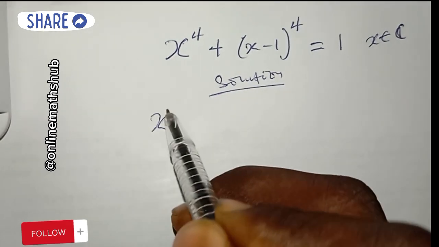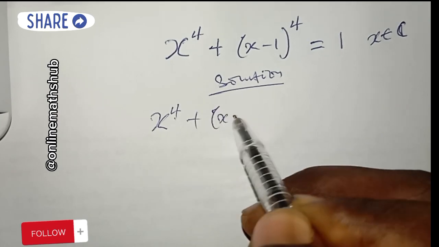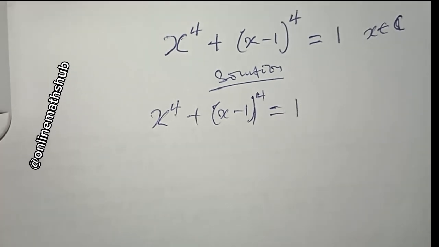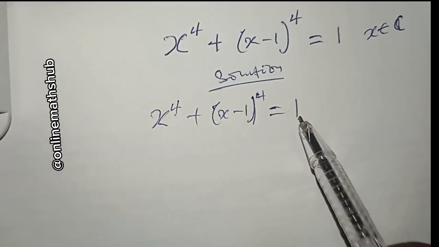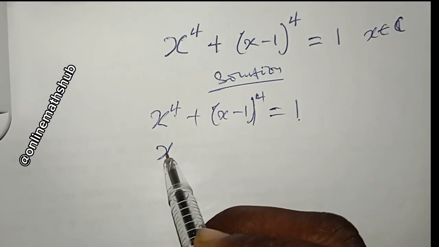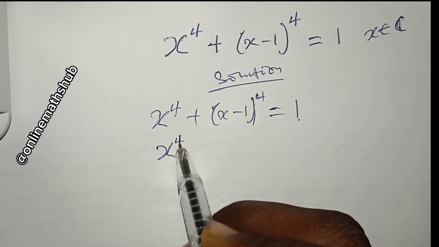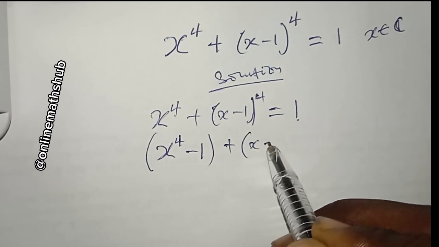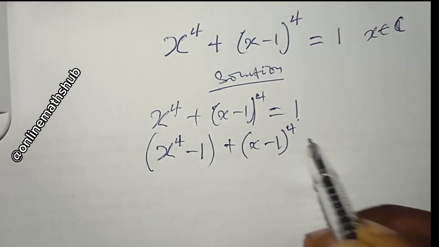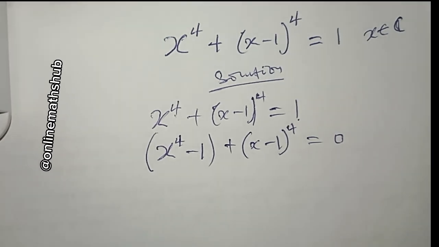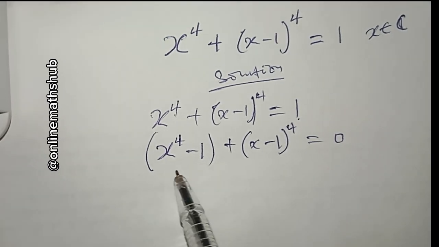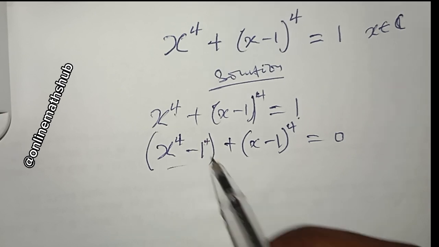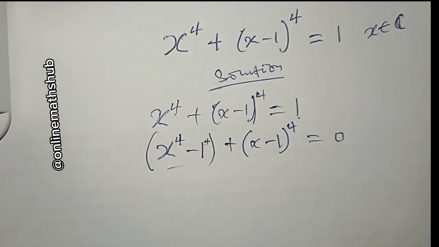So what I have here is x power 4 plus (x minus 1) raised to power 4 is equal to 1. The first thing I want to do is bring this 1 to the left hand side. So if I do that, I'm going to have x power 4 minus 1, and let me put this in bracket, plus (x minus 1) all raised to power 4 is equal to 0. The next thing I want to do is get this expression. And of course, you know that I can also write 1 as 1 power 4, so that I have x power 4 minus 1 power 4.